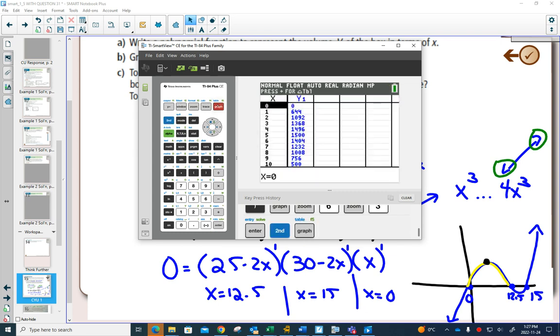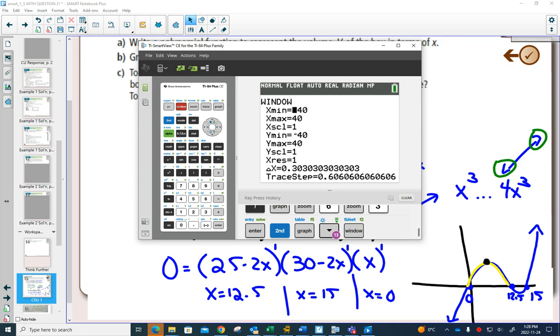So we already know, and this is why it's really important to be able to sketch something without a calculator, we already know that the domain only makes sense between 0 and 12.5. So if I look at some of the numbers on the table of values between 0 and 12.5, can you see that it's getting up to 1,500 and then it's coming back down? That makes sense. That would be getting bigger and then coming back down.